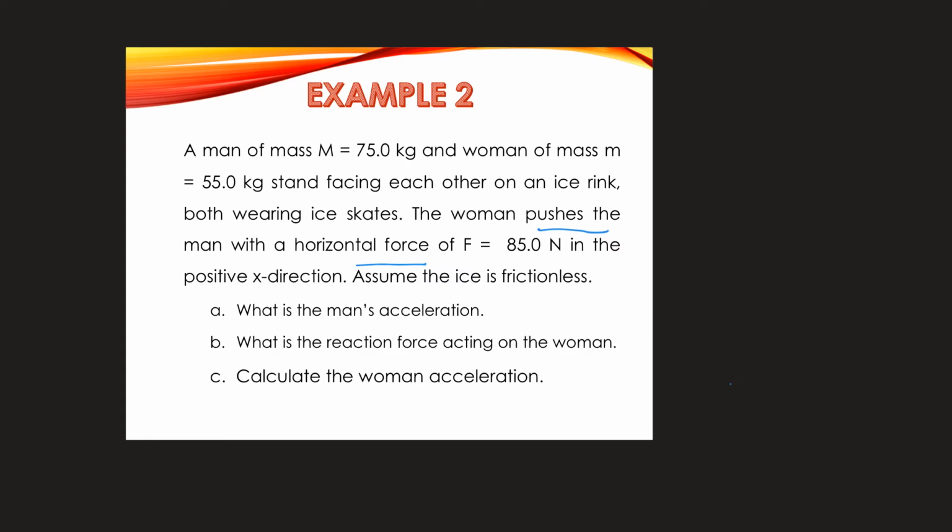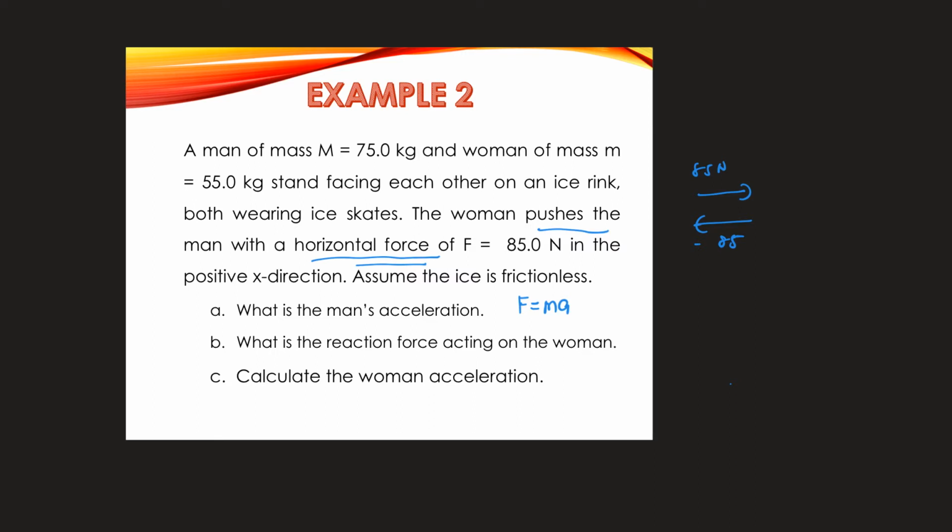What is the man's acceleration? Okay, so you can just use F equals ma. The woman pushed the man with a horizontal force of 85 Newton, which means that, according to Newton's third law, the man will push back with the same magnitude but in a different direction. So you can actually find the acceleration from there.